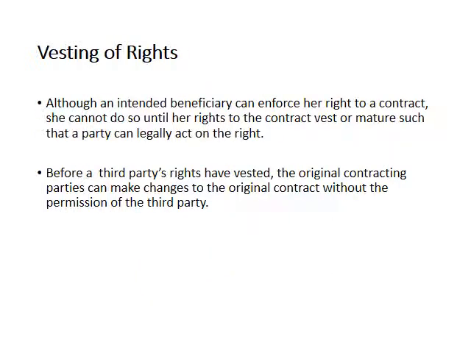Although an intended beneficiary can enforce her rights to a contract, she cannot do so until her rights to the contract vest or mature such that a party can legally act on the right. Before a third party's rights have vested, the original contracting parties can make changes to the original contract without the permission of the third party.